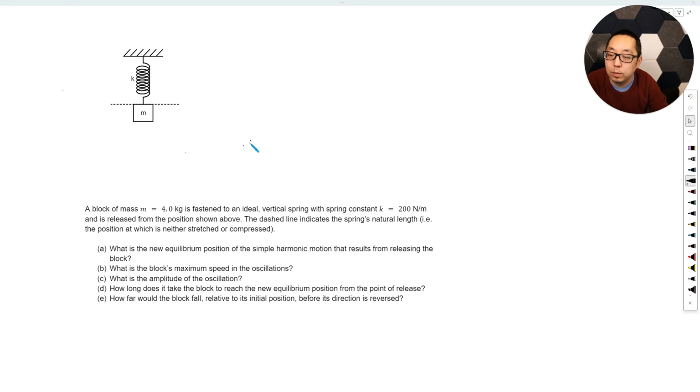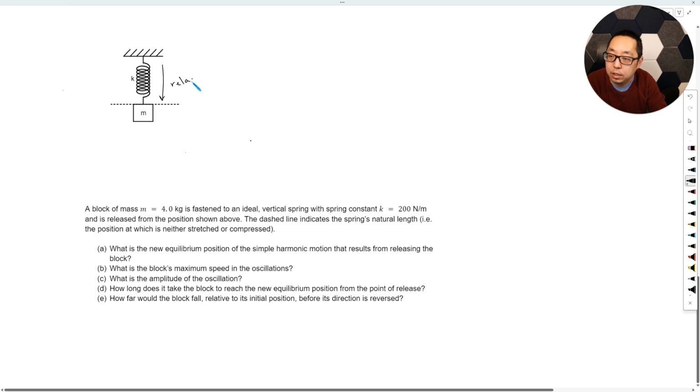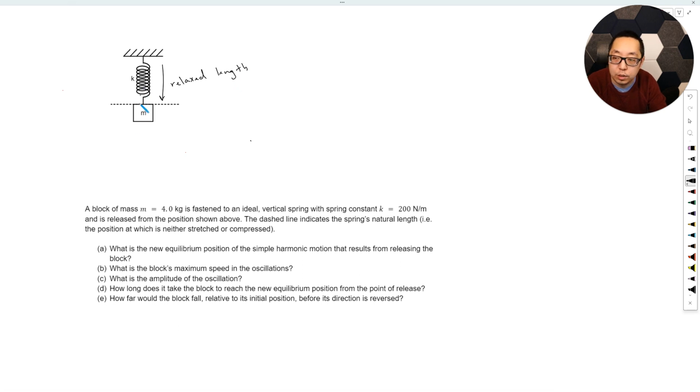All right, and so in this problem here, this is the relaxed length. So this is the relaxed length of the spring, and we're releasing it, right? So it's going to fall, right? Now, this is not the equilibrium position because the spring is not exerting any force. It's just subject to gravity.